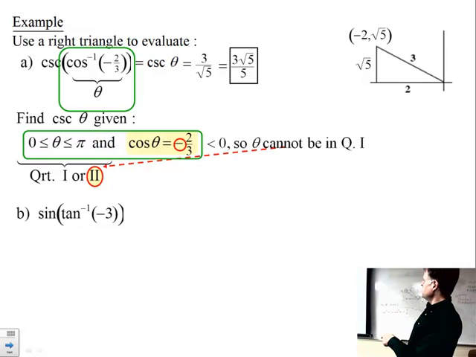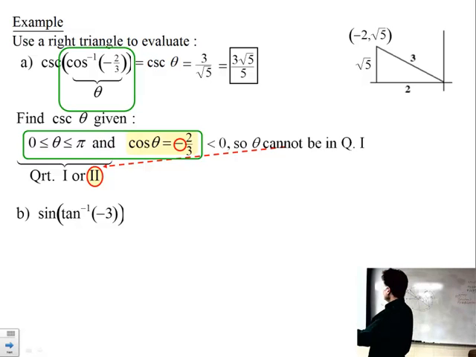Great, so we draw a triangle, say that way. And we got 2/3. Solve for this. This is root 5. And so the cosecant is 3 over root 5, or 3 square root of 5.